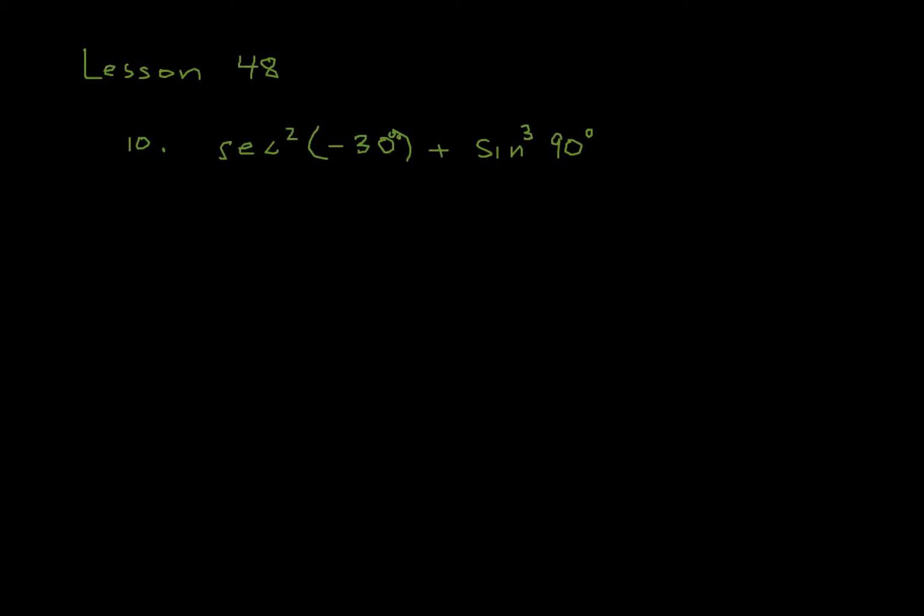Okay, so all you do on these is find the secant of 30 degrees and square it. And then you find the sine of 90 degrees and you cube it. So these aren't really much different than the other ones that we did. If you're going to do secant of negative 30 degrees, you just draw your angle at negative 30 degrees like this. Secant is the opposite of cosine. Cosine is in these quadrants right here. Keep that in mind. Cosine is always in these two quadrants. Sine and tangent, on the other hand, are always in these two quadrants.